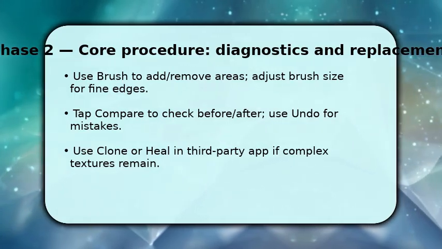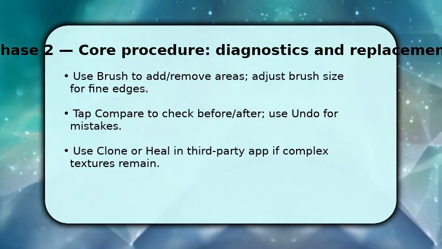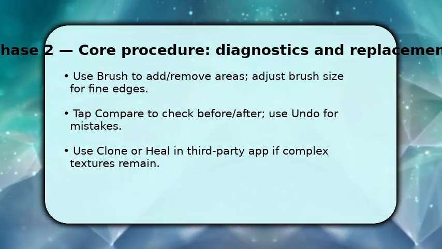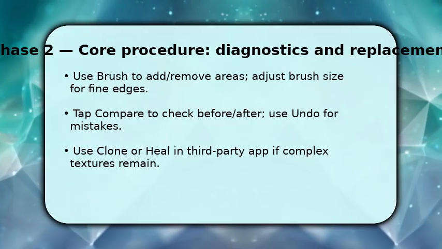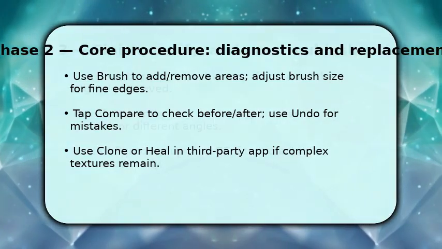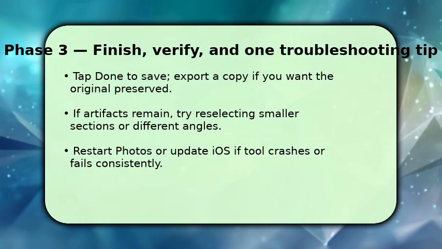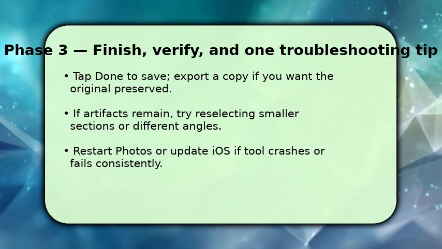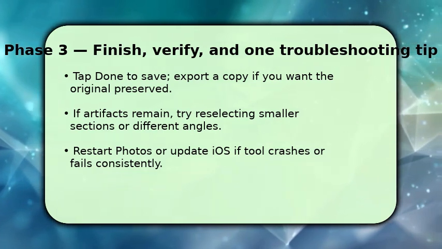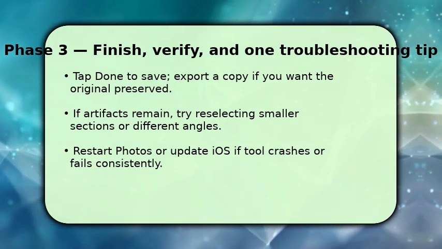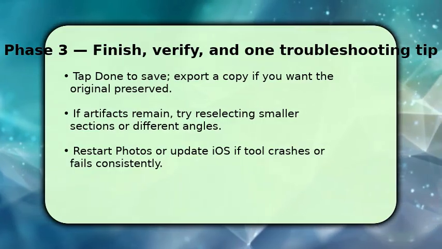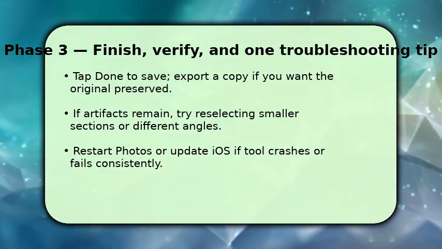If the result shows repeating patterns or mismatched texture, consider exporting to a dedicated retouch app for clone or heal work that maintains realism. To finish, tap Done and save your edit, or choose Save a Copy to keep the original intact. If you still see halos or texture errors, reopen the edit and remove the object in smaller segments. Working in layers avoids cumulative mistakes.